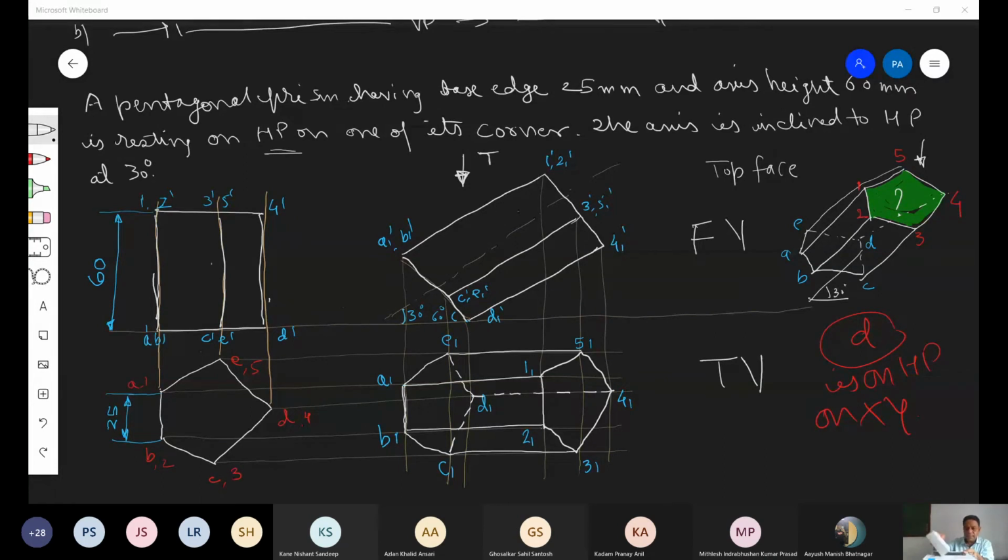Now it is inclined. What is it resting on? See what the question says. It is resting on what? It is resting on a corner, it is resting on a corner. So I drew it like this, this corner. See now, if I am saying this corner, it is resting on this corner.